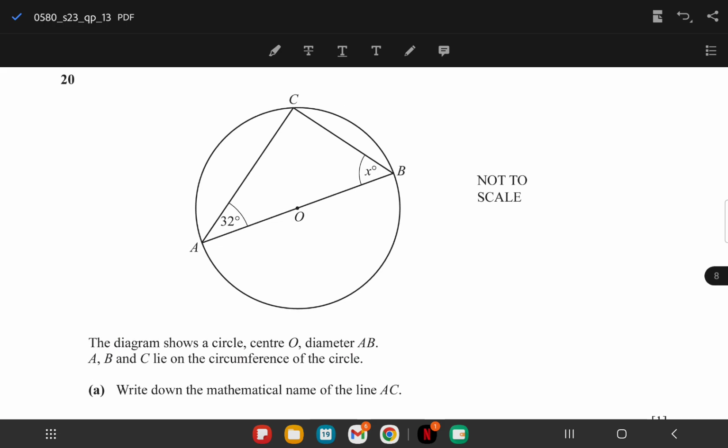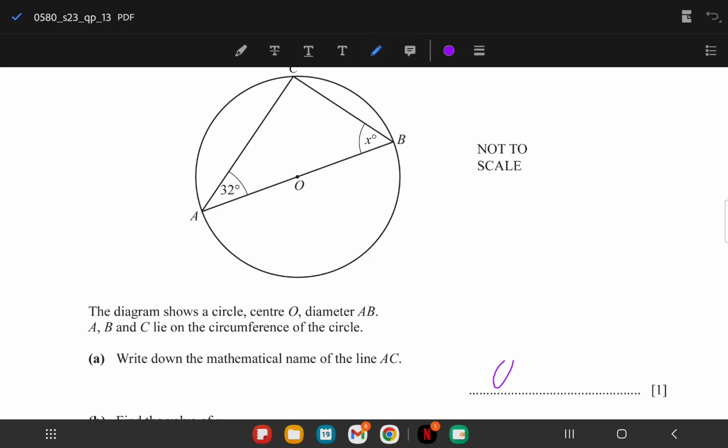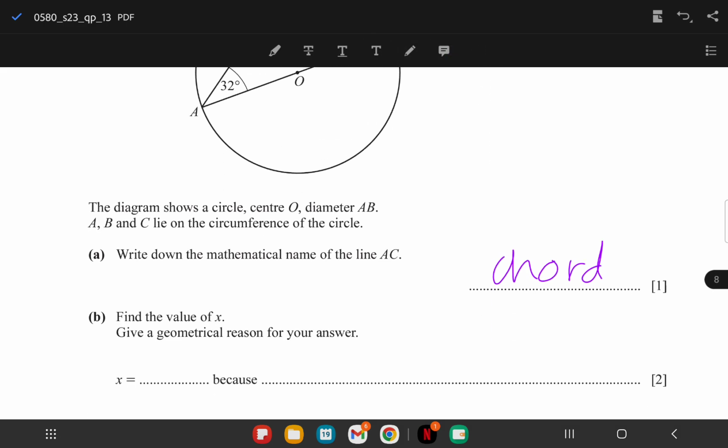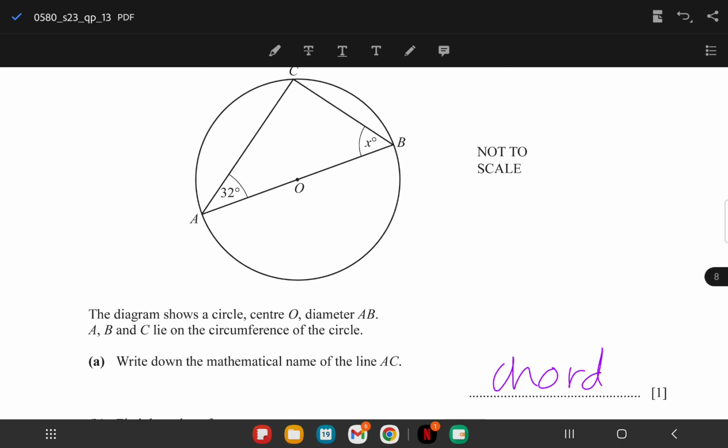Okay, the diagram shows a circle, center O, diameter AB. A, B, and C lie on the circumference of the circle. Write down the mathematical name of the line AC. Okay, AC is a chord. C-H-O-R-D. Find the value of x and give a geometrical reason for your answer.